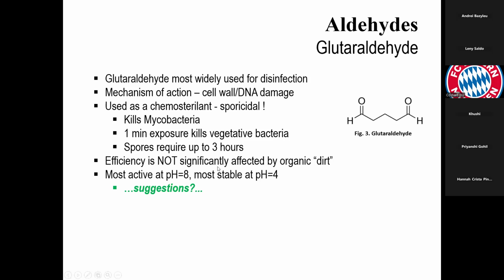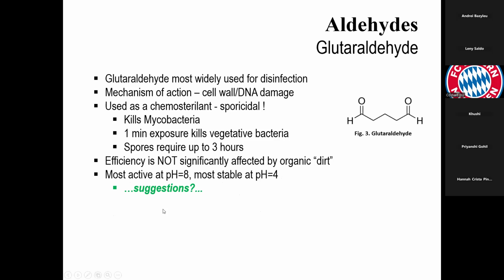Again, in some cases, it's very convenient, saves time, saves money. And the only thing you have to remember is, and we discussed this 2 weeks ago when we talked about pH impacting the activity of disinfectants, it has a different profile of activity at different pH values. So if you want to make it active, you must use basic pH. It's most active at pH of 8, which is basic. And as it says here, the stability of glutaraldehyde is the highest at pH of 4. So it's acidic pH.